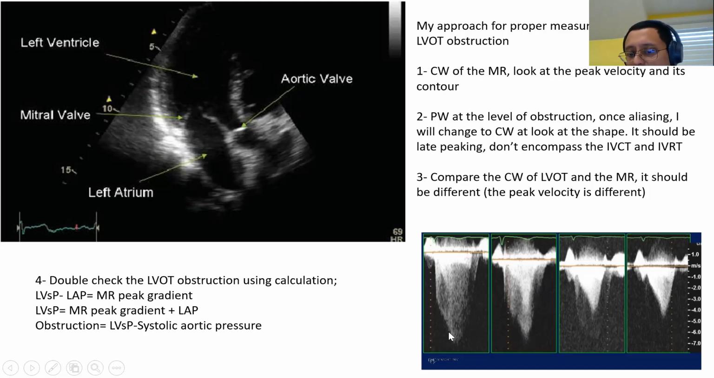This is mitral regurgitation. Now you can see the mitral regurgitation also fulfills isovolumetric relaxation and isovolumetric contraction. And this is a true dynamic LVOT obstruction. Dynamic LVOT obstruction is always lower than the mitral regurgitation jet. Okay.